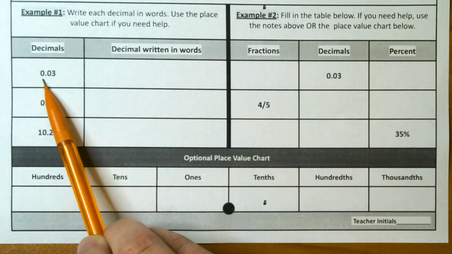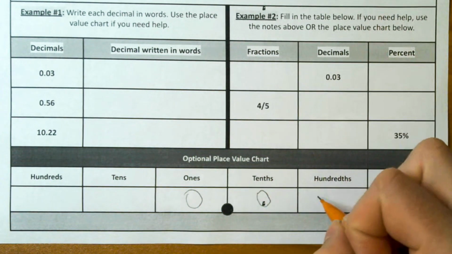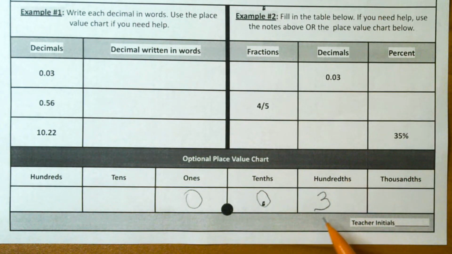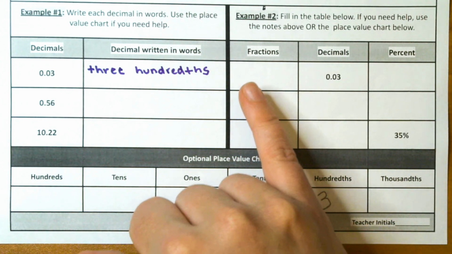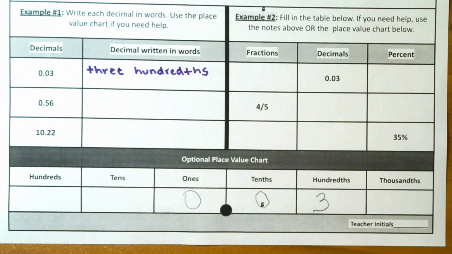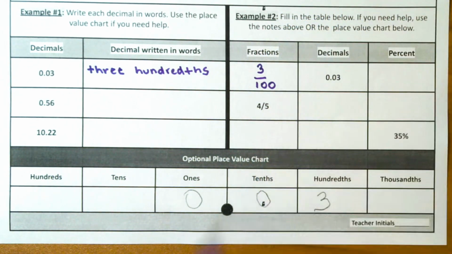For our first number right here, we have 0.03. I can see that this 3 is in the hundredths place. So the way I would write this in words is 3 hundredths. Pause the video and write this down. And now I see that this is also 3 hundredths, so we might as well just write it as a fraction, 3 over 100.